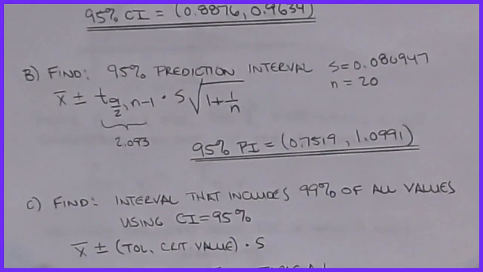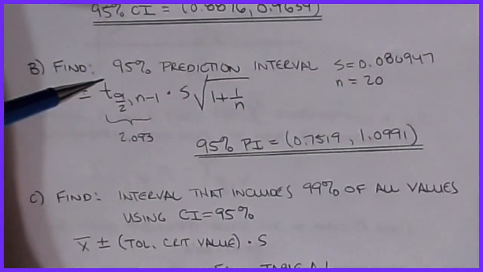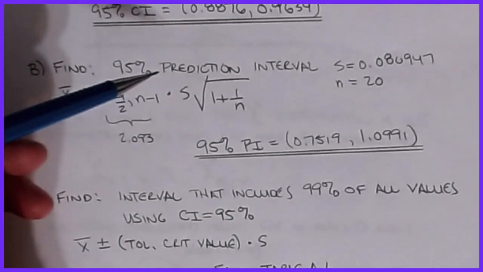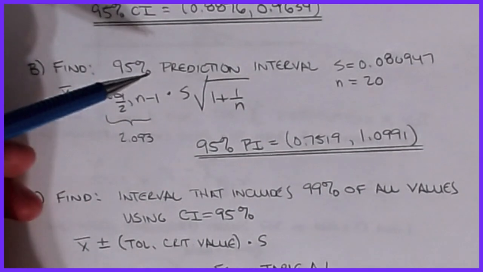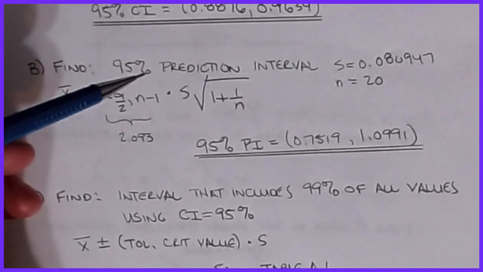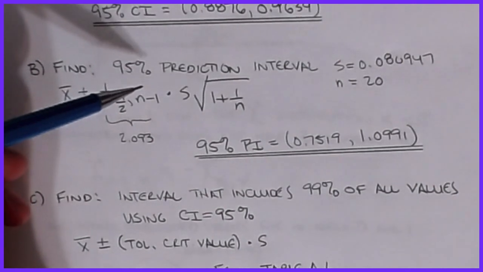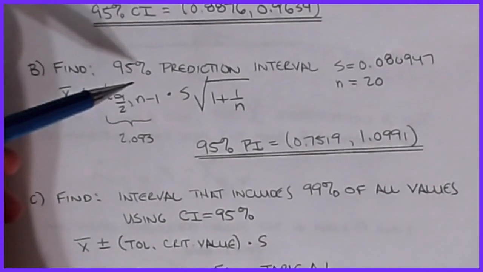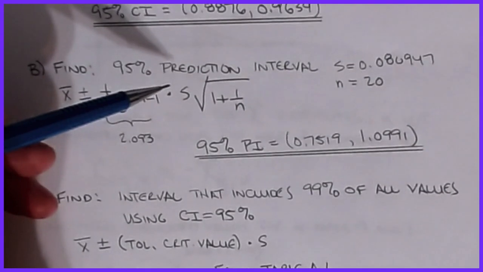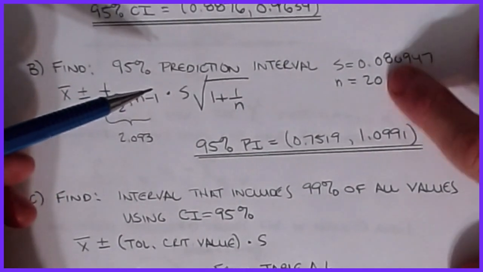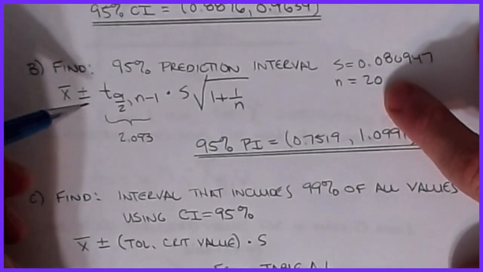Now getting into what we've done this time, we're now looking for a 95% prediction interval. So remember, the prediction interval is the interval that captures the next data point, if I go in and I repeat the experiment, it's the next parameter that we're going to read. So that's the prediction interval. So again, my S is 0.080947. We just calculated that. N is 20. So we can go in and do our values.